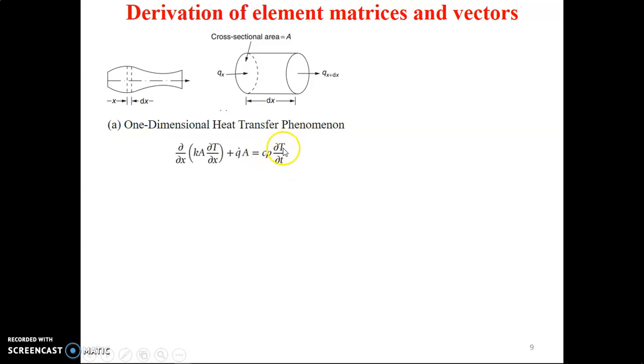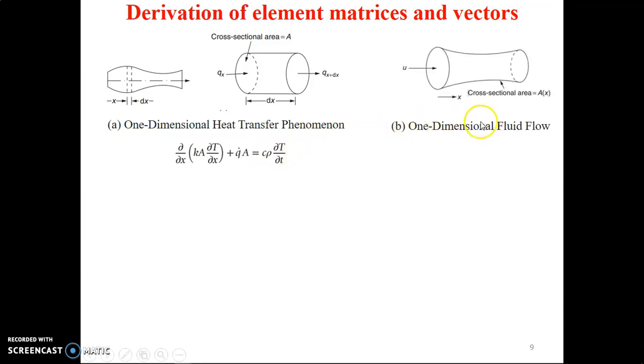Here capital T represents the temperature and small t represents the time. ρ is the density of the differential element and C is the specific heat, that is the amount of heat required to raise the temperature of the element by 1 degree Celsius.